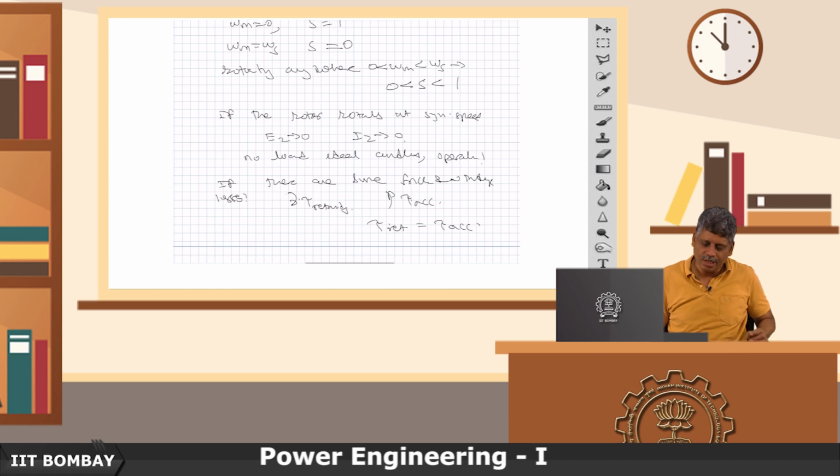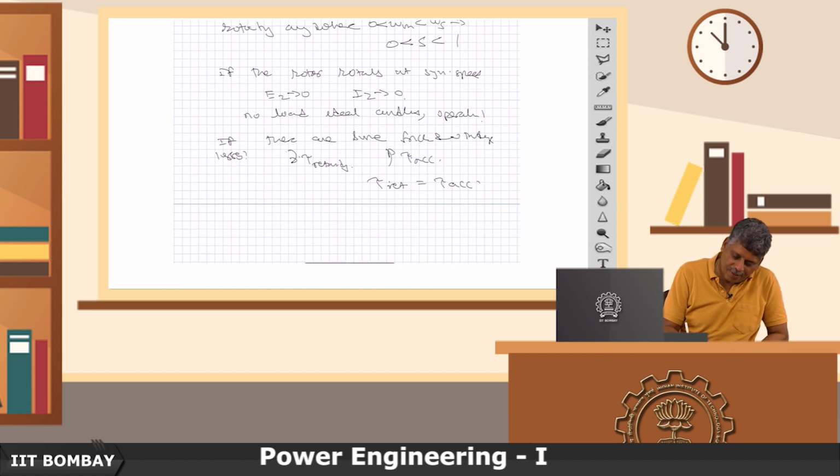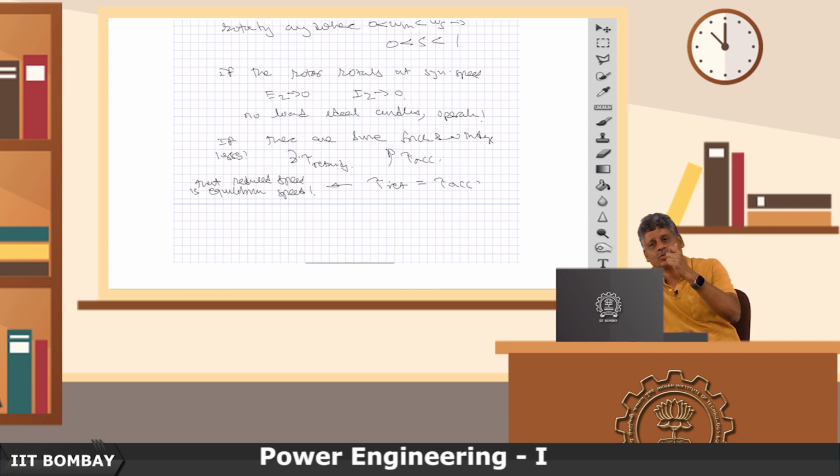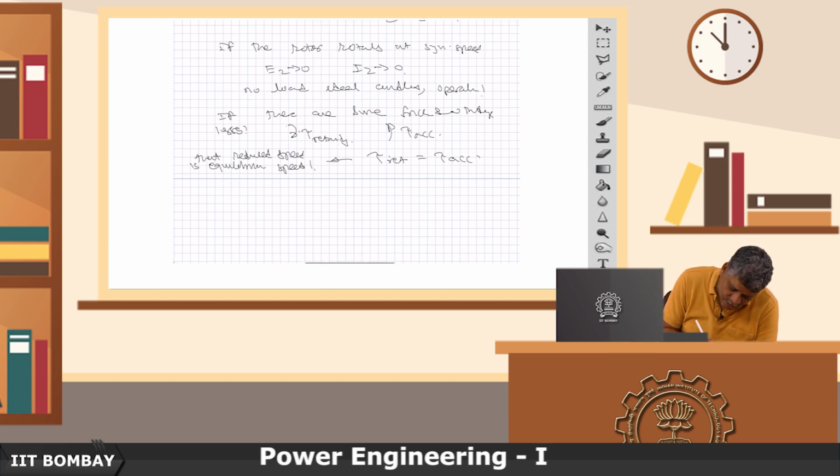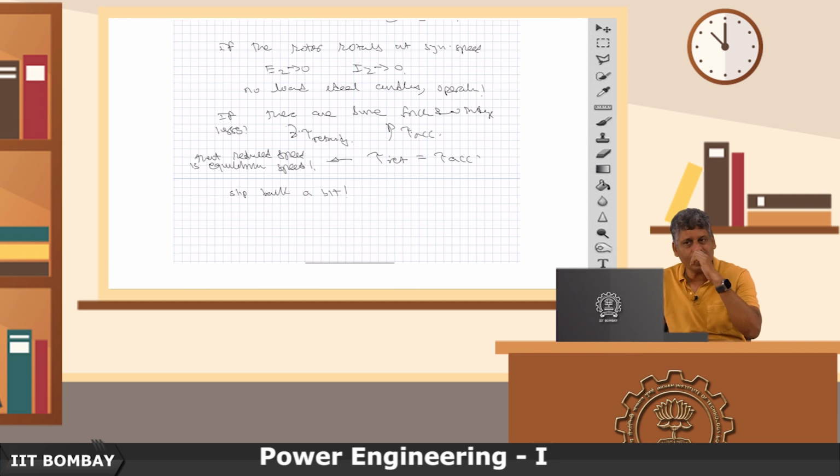then at that reduced speed is the equilibrium speed at which the rotor should run. So, in practice, even at no load, it has to slip back a bit, a very small amount, but it has to slip back a bit, so that the currents flow.